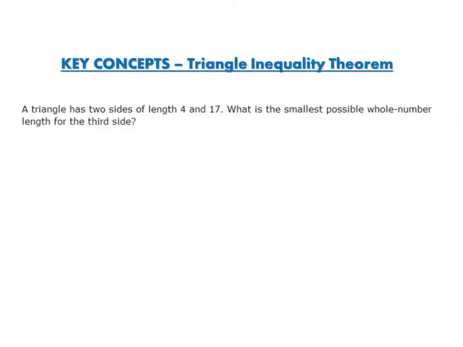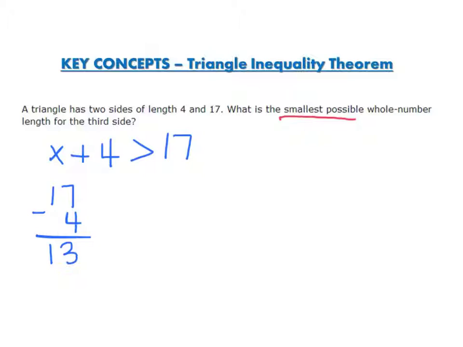Now you could be given two sides of a triangle like this. A triangle has two sides of length 4 and 17. What is the smallest possible whole number length for the third side? When they want the smallest one, that means we need to subtract. So I need to know some number, x plus 4 must be greater than 17. So I need to find the smallest number. So I'm going to take 17 minus 4.